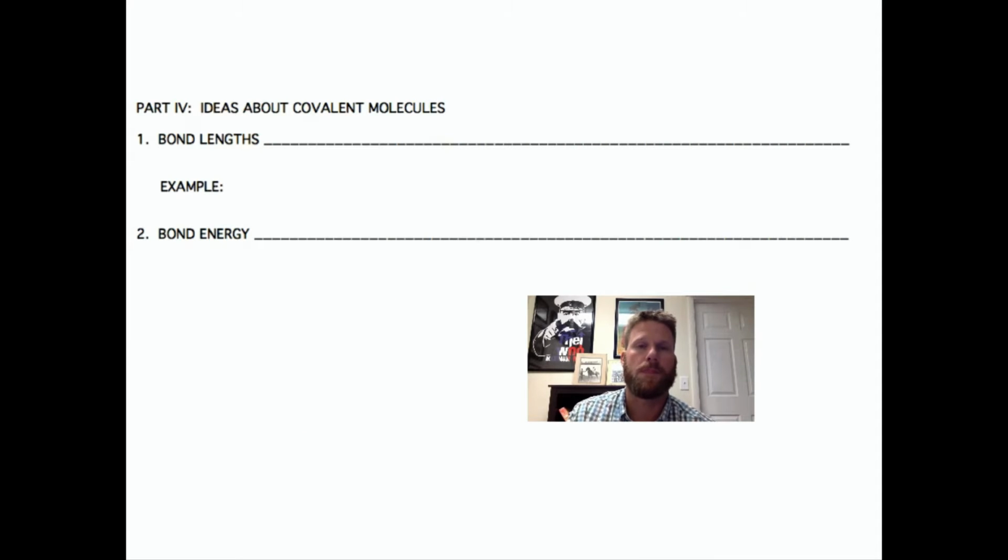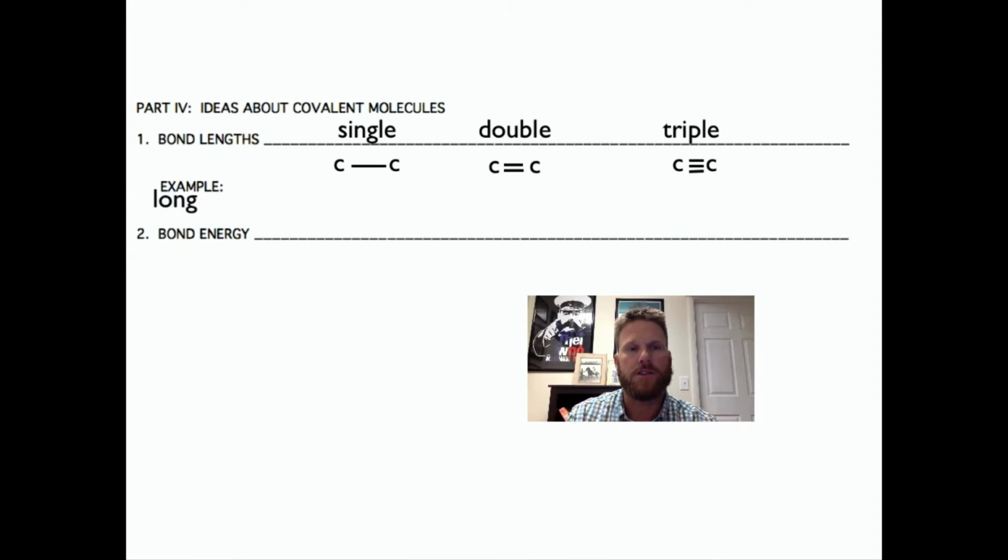Let's consider some characteristics of covalent molecules. First of all, bond lengths. There are three different types of covalent bonds: single bonds, double bonds, and triple bonds. In terms of the length of those bonds, in other words, the distance between the two atoms that are bonding together, the single bonds are the longest bonds, and triple bonds are the shortest bonds.